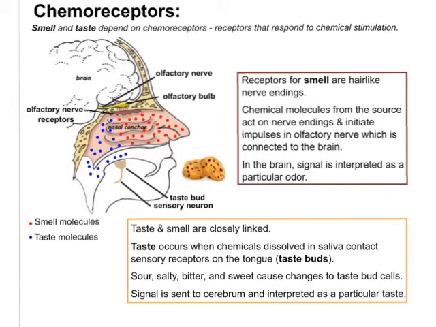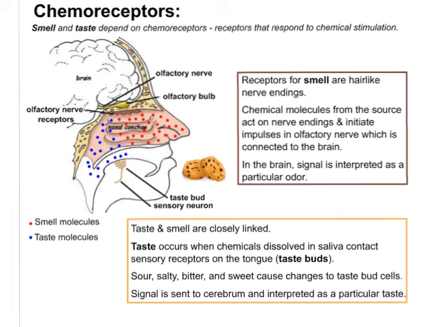If we look at taste, taste and smell are very closely linked. You all know that because if you've ever had a cold and your nose is plugged up, you don't taste things very well either. Taste occurs when chemicals from the source are dissolved in the saliva. Here's the mouth of this individual. And they contact sensory receptors in the tongue, taste buds.